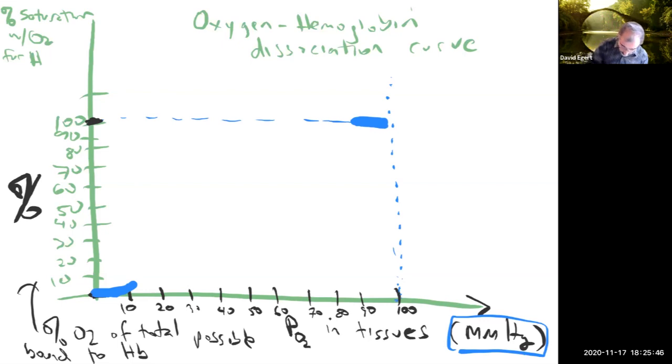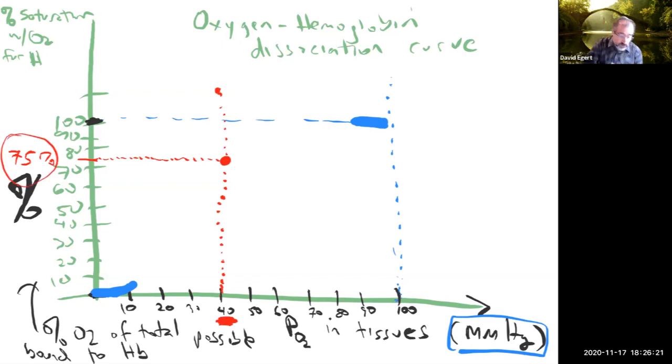So this point here, this 40, remember the 40 millimeters of mercury, that is where the blood is equilibrating with the tissues. Typically, this is supposed to be 75 here. When the blood is going through and equilibrating at 40 millimeters of mercury, it's still holding on to 3/4 of the original oxygen that it held.